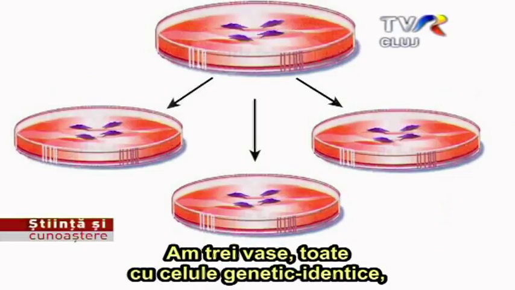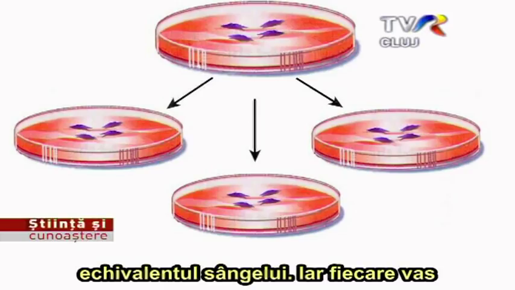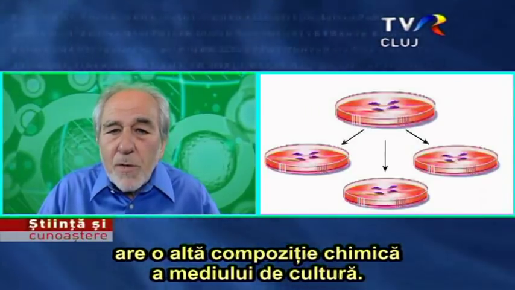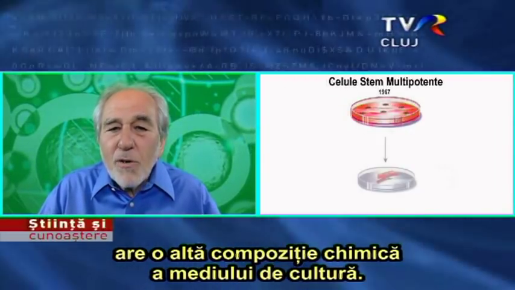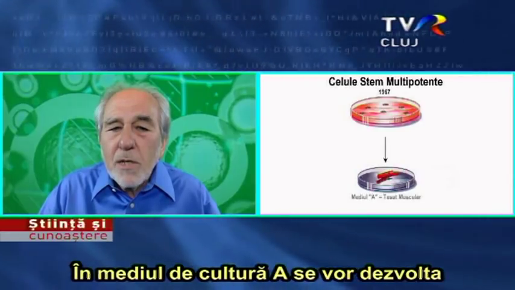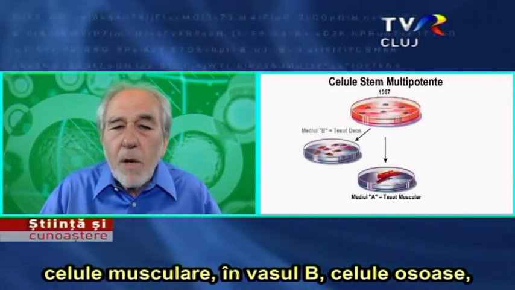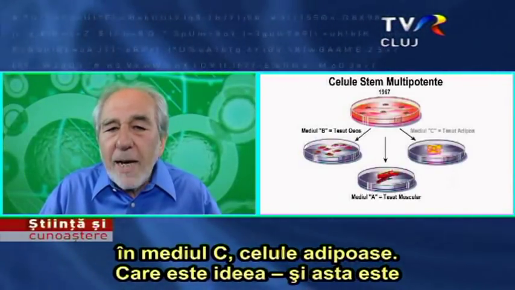So I have 3 different dishes, all with genetically identical cells in them, but in each dish, I give them a different environment. That's the culture medium, the equivalent of blood. Each dish had a different combination of chemistry in the culture medium. So in environment A, culture medium A, the cells form muscle. In environment B, the cells form bone. And in environment C, the cells form fat cells.